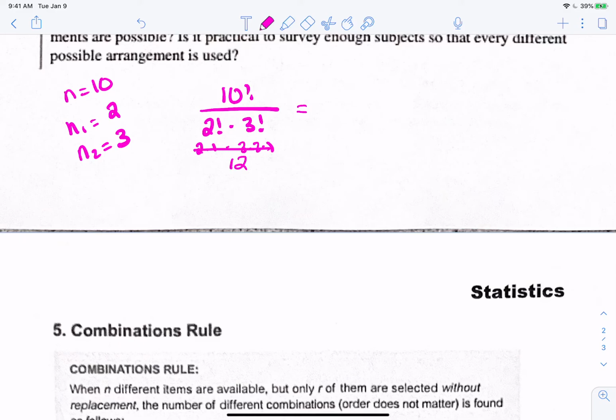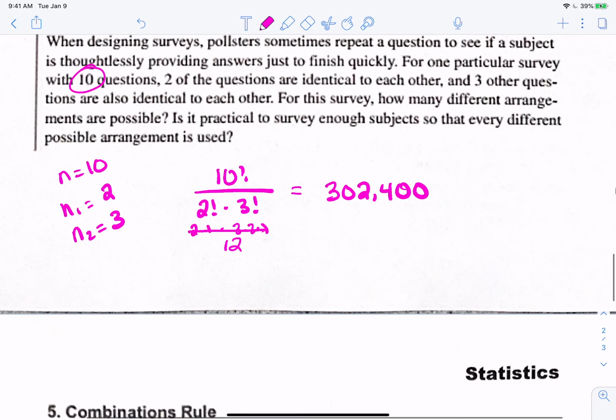10 factorial divided by 12. I got 302,400. Wait, what? 302,400. Okay. So that is how many possible combinations there are.